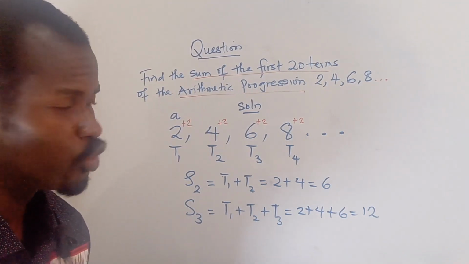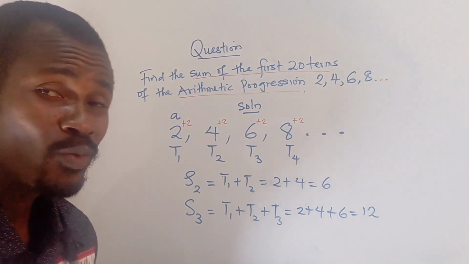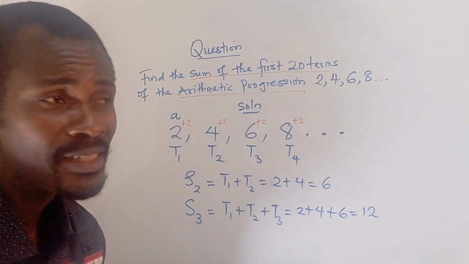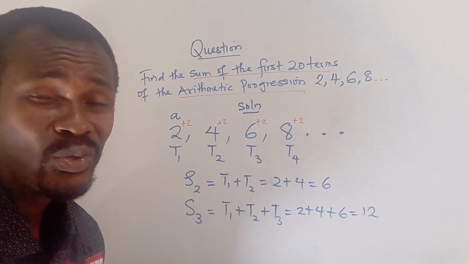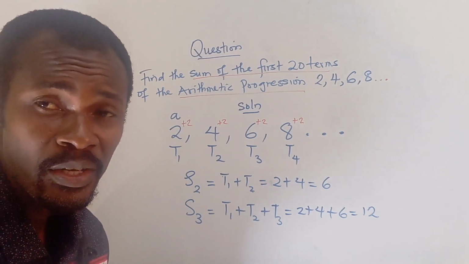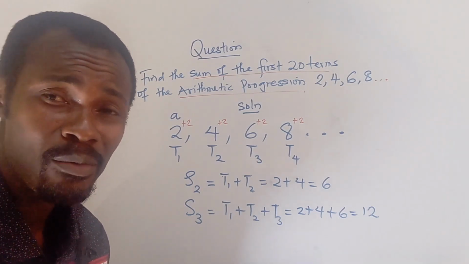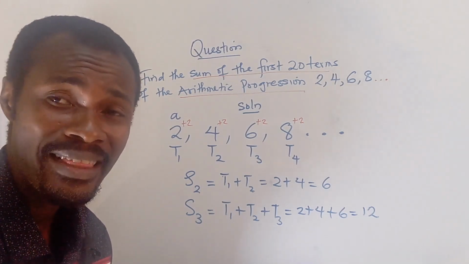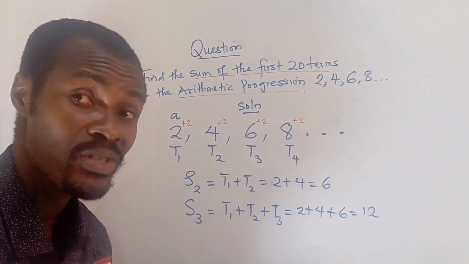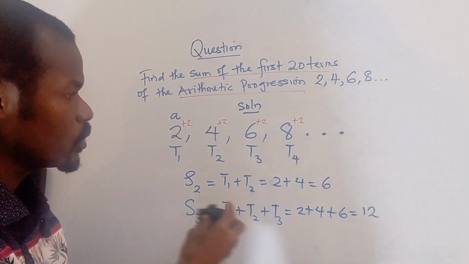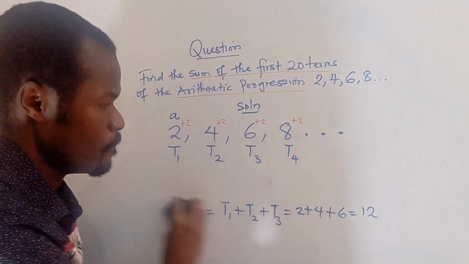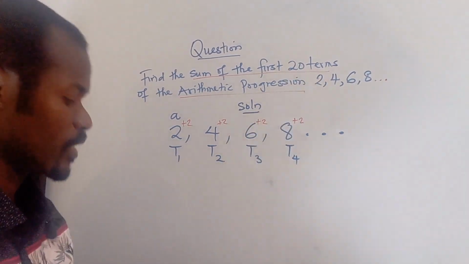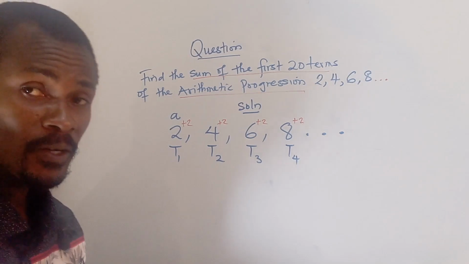But it's going to be time consuming. Now that is why mathematics is very, very important. There are certain things you want to do manually that can take you days, even months. But that is why we have developed formulas in math to make things quicker, faster, and even easier. So we are going to use a formula to solve for the sum of the first 20 terms. So what's the formula?